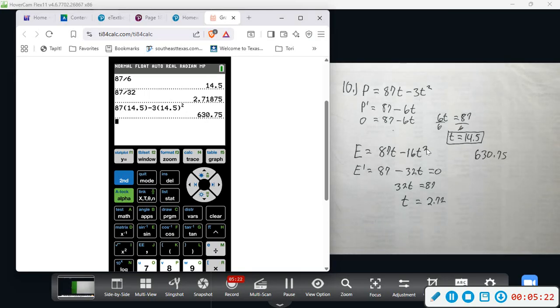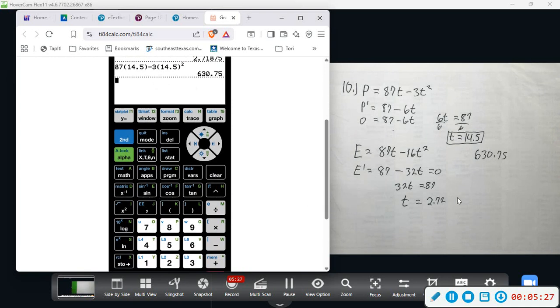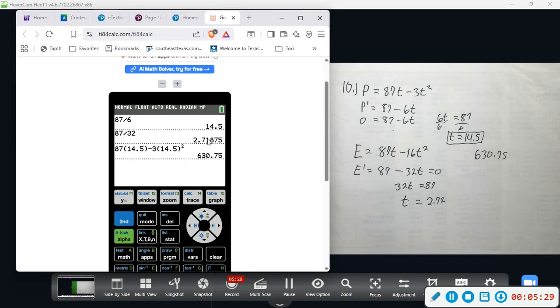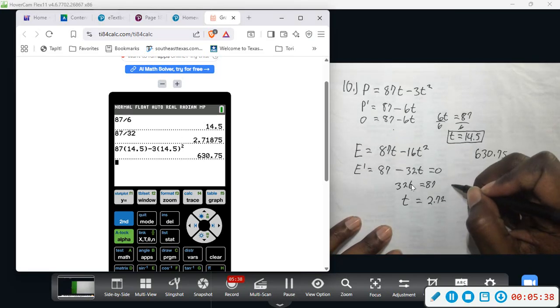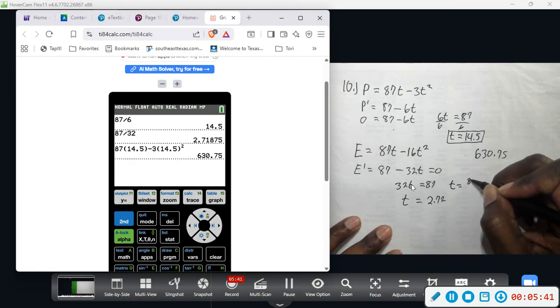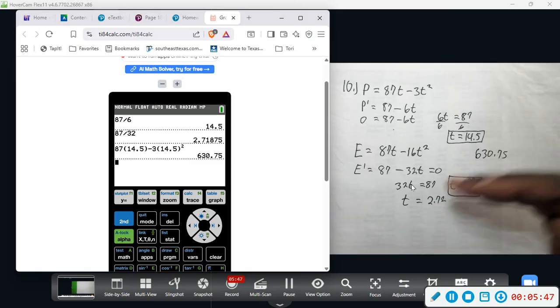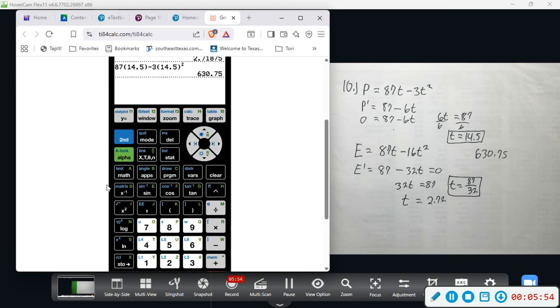We're going to do the same thing for the Earth. We're going to plug in the 2.72 approximately. That rounding might throw it off. I wonder if we should use that exact value. Yeah, I'll do the exact value. I'll just put in 87 over 32 as my time instead of dividing it. So at this point, I'm going to do t equals 87 divided by 32. The reason is the more you round, the more it throws off the answer. So if I put in a rounded answer and then round it again at the end, I'll be a little bit off.